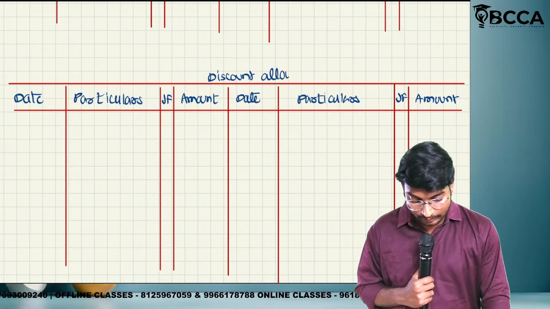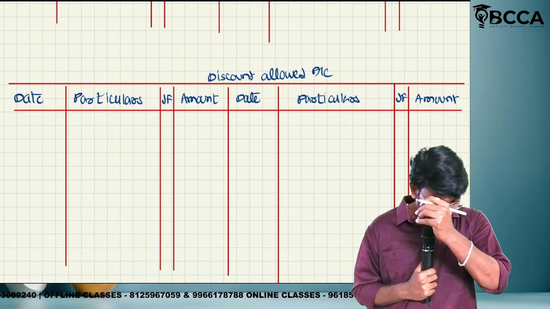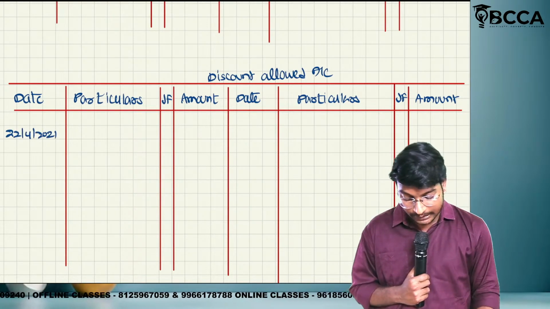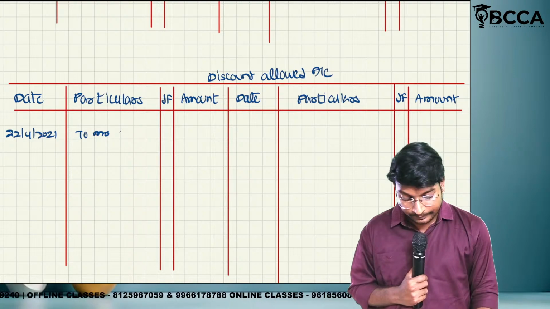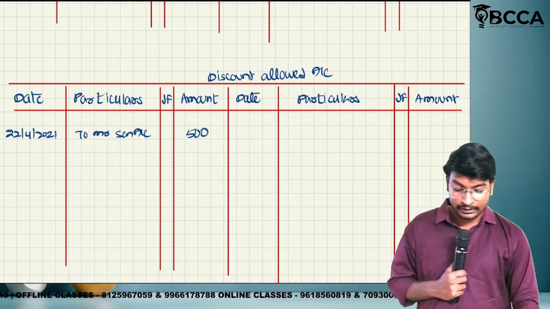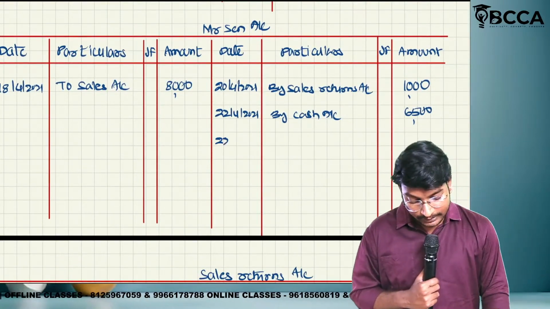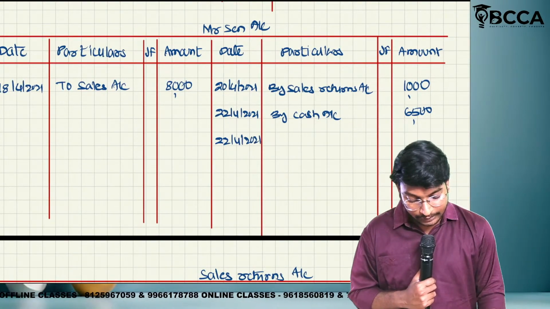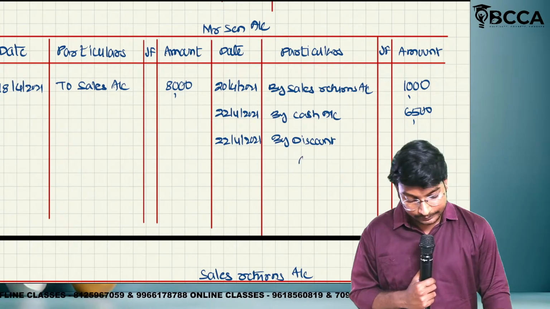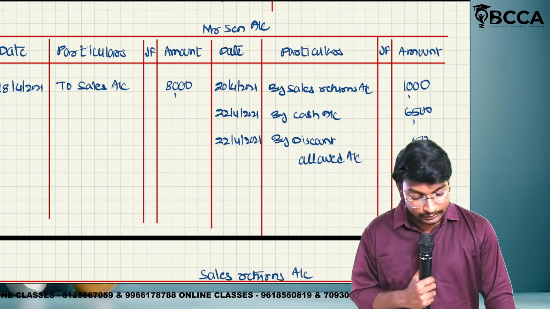Discount allowed account, we have to record on which side ma? Debit side. What is the entry date ma? 22nd April 2021 to Mr. Sane account. How much ma? 500 rupees. In the Sane account, we have to record on which side ma? On credit side. 22nd April 2021 by discount allowed account. How much ma? 500 rupees.